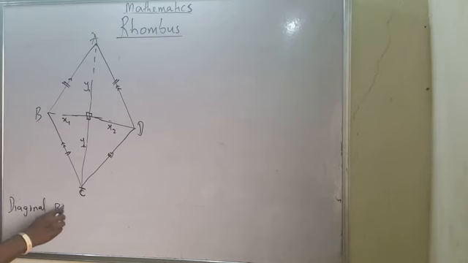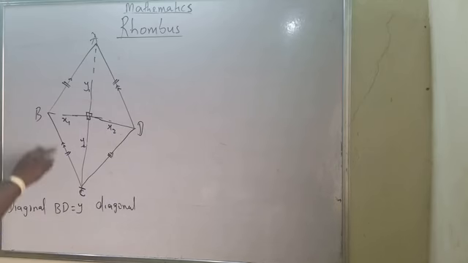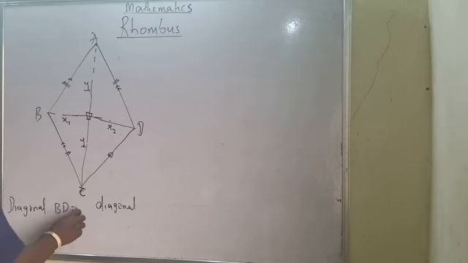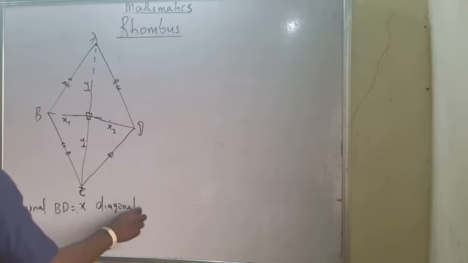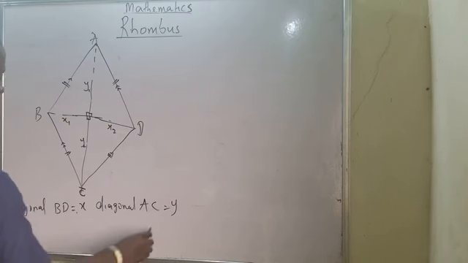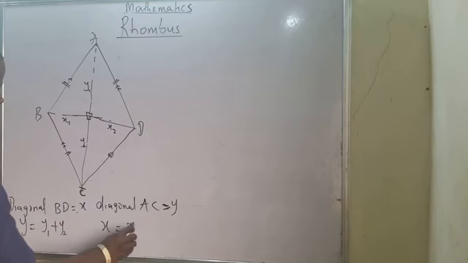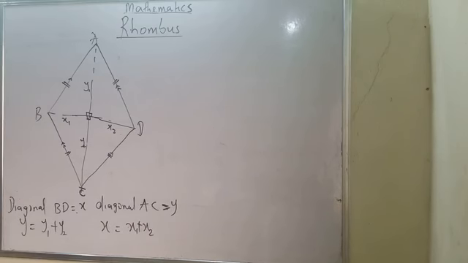Diagonal BD equals X, sorry, and diagonal AC equals Y. That is just the diagonal. It means if I have Y, it will equal Y1 plus Y2, and my X will equal X1 plus X2. Please take note of this very, very well.